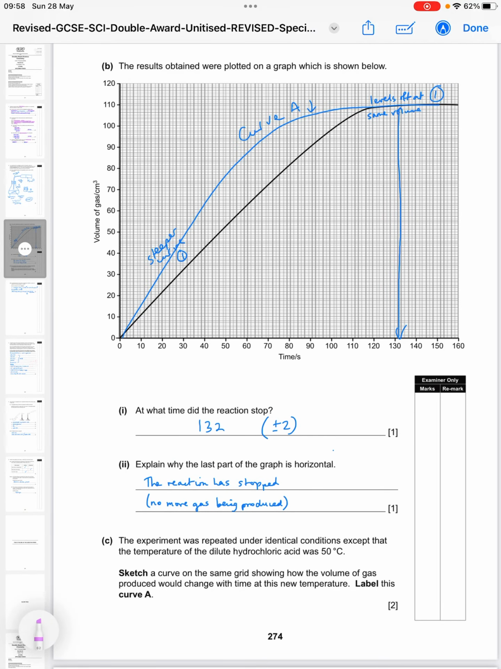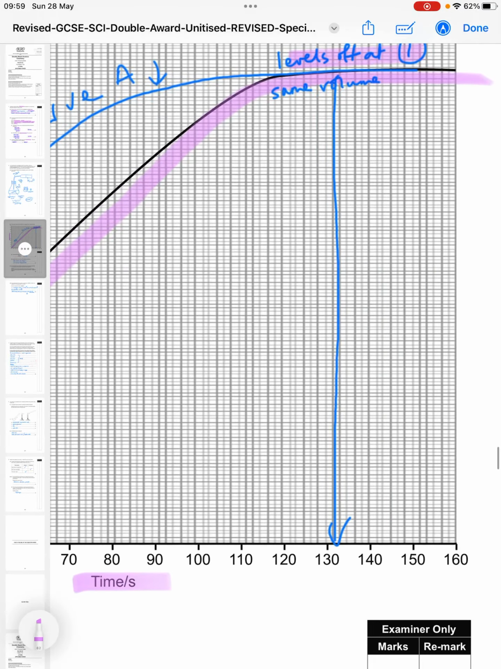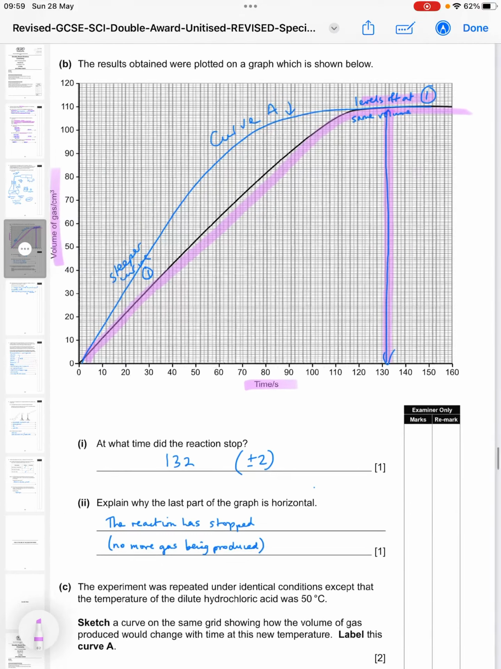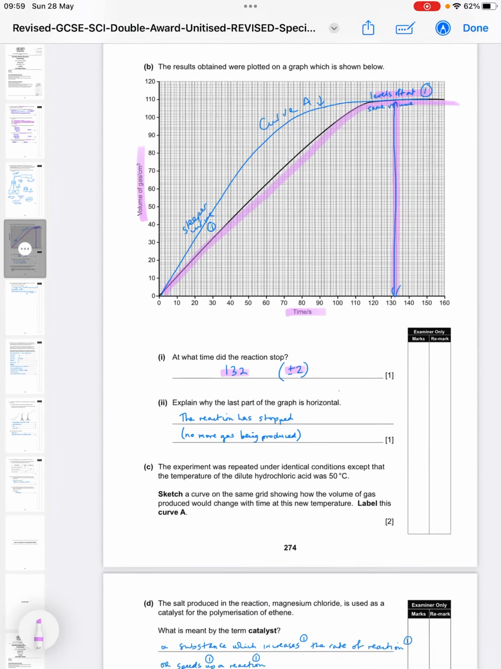And the results obtained were plotted on a graph which is shown below. And it asks, so you have volume of gas here and time here, and this is the curve which was originally drawn on. At what time did the reaction stop? So you're looking for when the graph levels off, okay? And that's that volume there, you read it off. It's 132. Now they do give plus or minus 2 for that, for error.